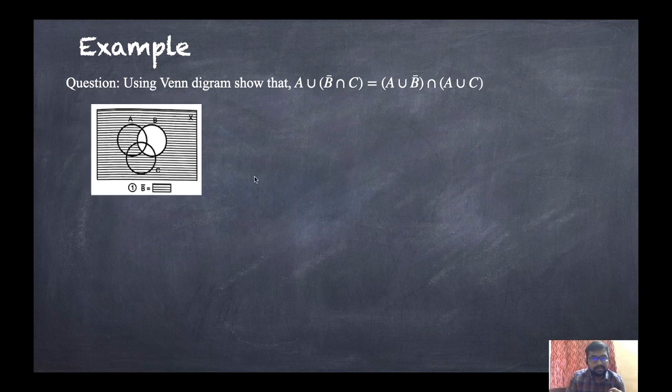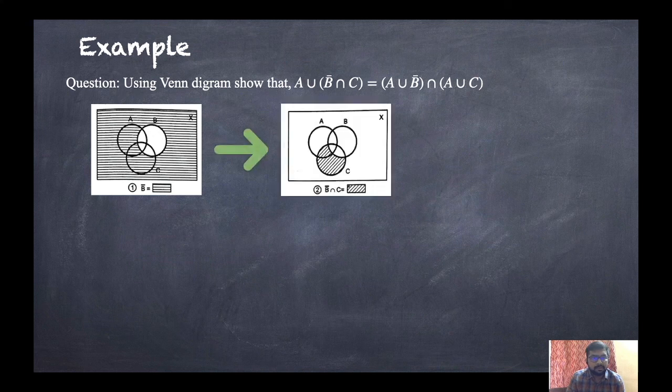First, let us draw B bar. Here there are a total of three sets, and B is the second one. What is B bar? It means everything except B, all the rest of the portion. That means the shaded part is B bar. Next we will calculate B bar intersection C. In this figure, the shaded part is B bar. Now intersect with C. Where is C? This portion. So B bar intersection C is this portion and this portion.